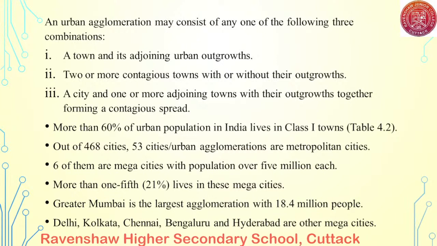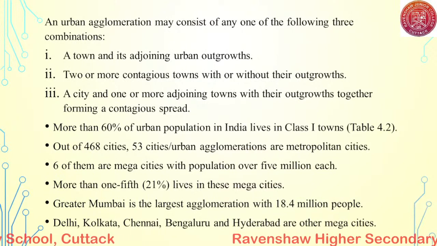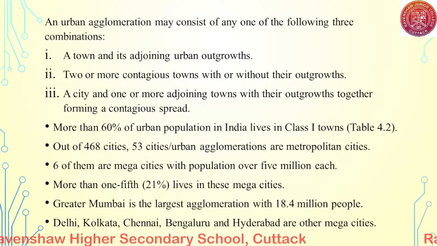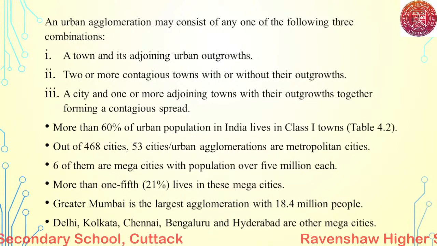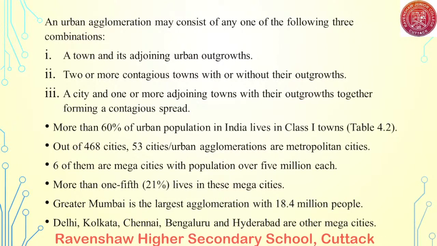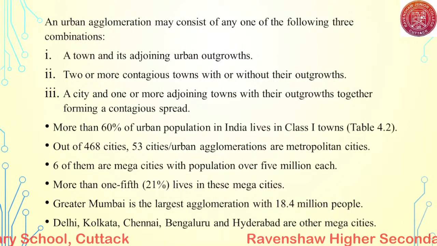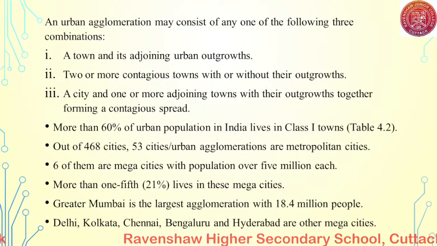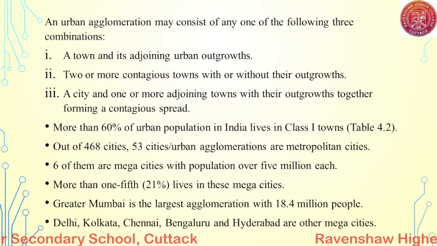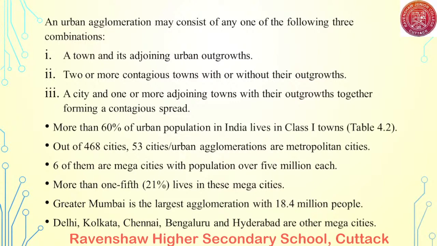And out of the 468 cities, 53 cities or urban agglomerations are metropolitan cities, and out of this, 6 of them are mega cities with population more than 5 million, and more than 1/5, that is 21% of the urban population, live in the mega cities. For example, Greater Mumbai is the largest urban agglomeration with 18.4 million people, and Delhi, Kolkata, Chennai, Bangalore, and Hyderabad are the other mega cities.